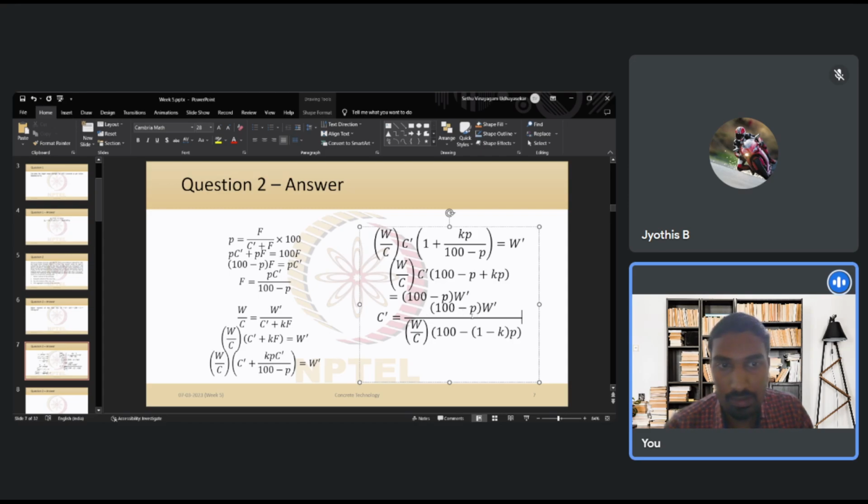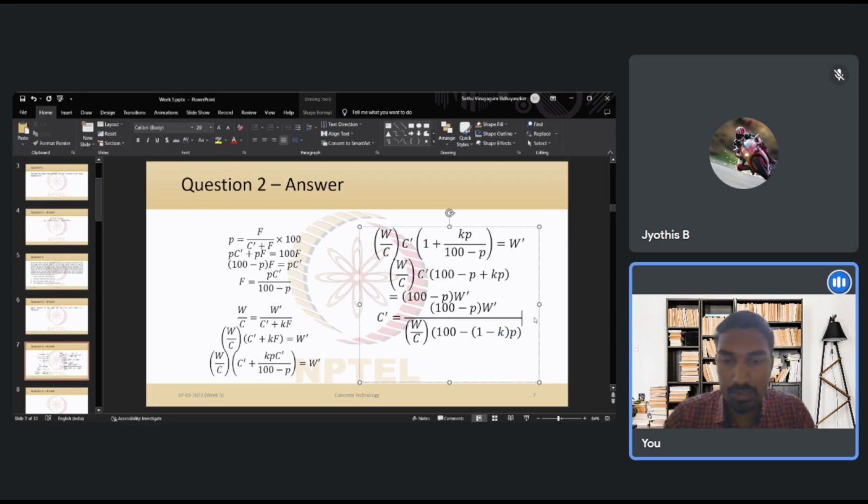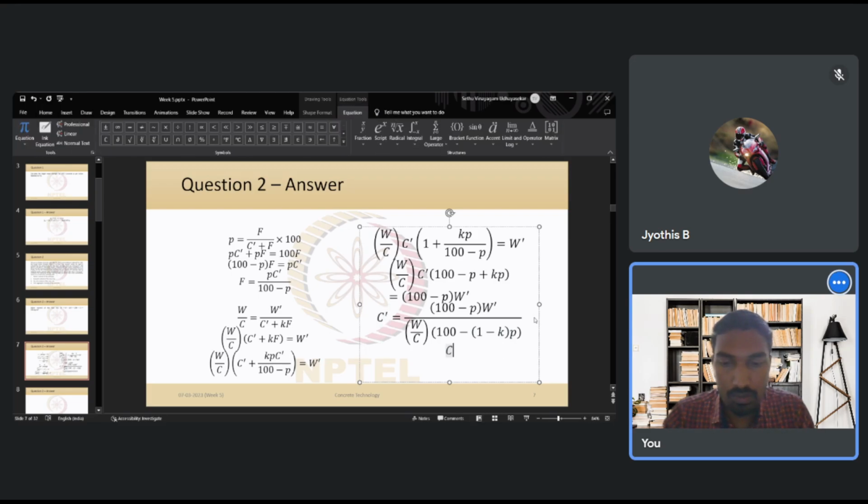So on the right hand side, everything is known. We know P is the percentage of the fly ash, and then W prime is the new water content, W by C is the old water to cement ratio in the control mix, and K is the K factor value, which is also given as 0.3. Right, so we have all the information that we need to find out C prime. Now we just need to substitute the values.